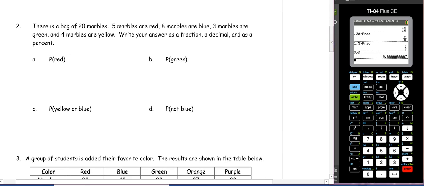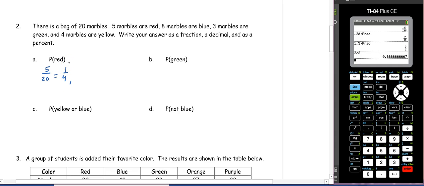Number 2, there's a bag of 20 marbles. 5 marbles are red, 8 marbles are blue, 3 marbles are green, and 4 marbles are yellow. Write the answer as a fraction, decimal, and as a percent. So in part A, we want the probability of a red marble. So we know that there are 5 red marbles out of a total of 20 possible marbles in the bag. So both of those numbers reduce by 5. So our probability is 1/4.